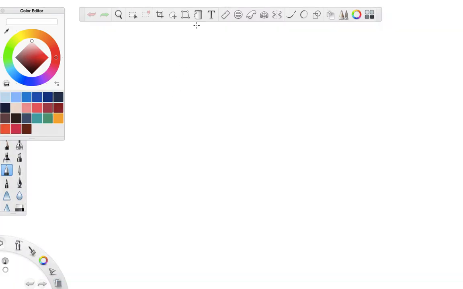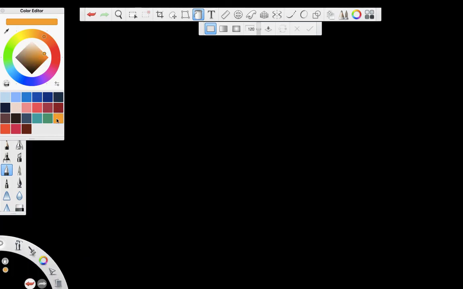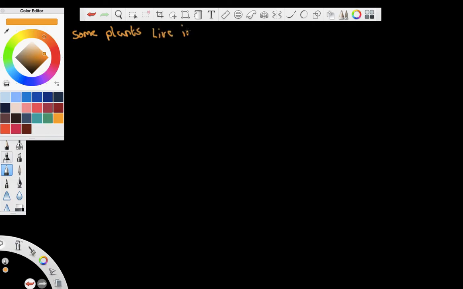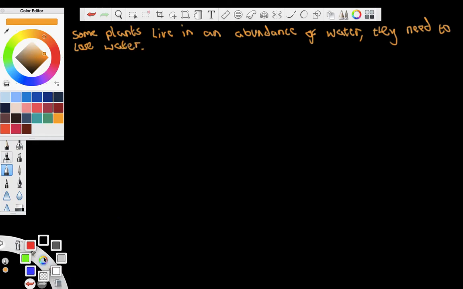So if we refresh our screen, turn it back to black so that it's easier for you to read, get my pen. Now, some plants live in water, okay? So some plants live in an abundance of water, comma, they need to lose water. They need to lose water. Full stop. Now, xerophytes are plants that live in hot conditions or where there's very little water, such as ice, where the water's frozen. Hydrophytes are the opposite.